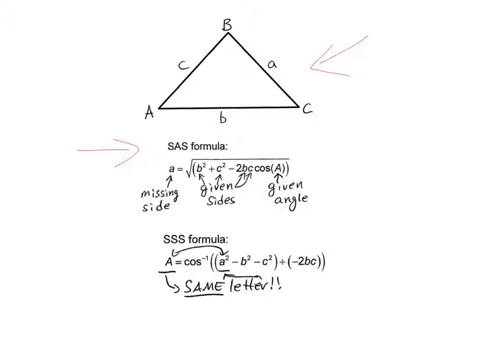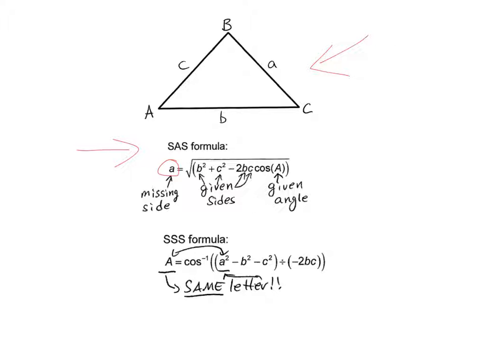So the first formula, the placement of the A and the B and the C does not have to stay like that. A just represents the missing side. So it might be A, but it might also be B or C. So this first A is just the missing side. And then where the B and the C are underneath the square root, those represent the given sides. And the capital letter A beside the cosine represents the given angle. So again, the letters might not be in this order, just so the missing side is first and it equals, your given sides are underneath, and your given angle is beside the cosine.